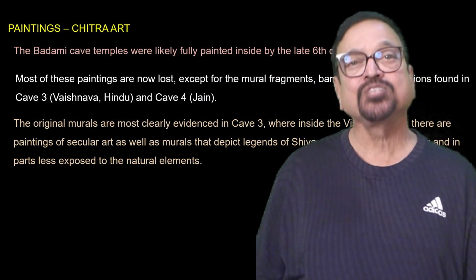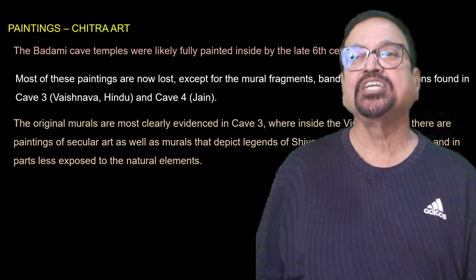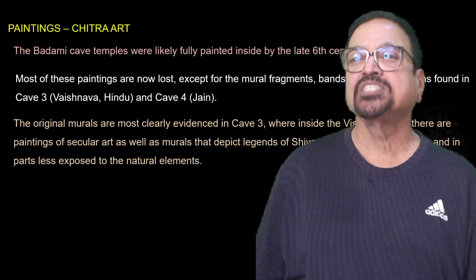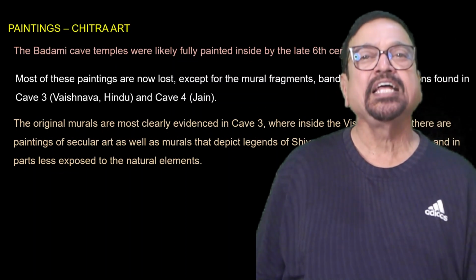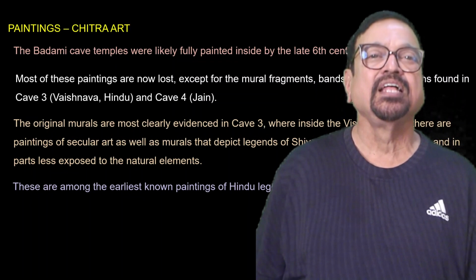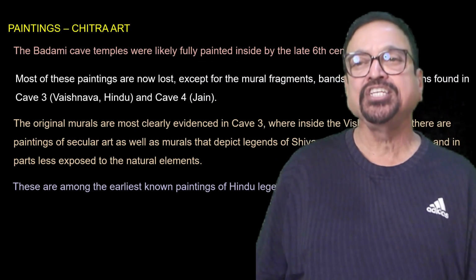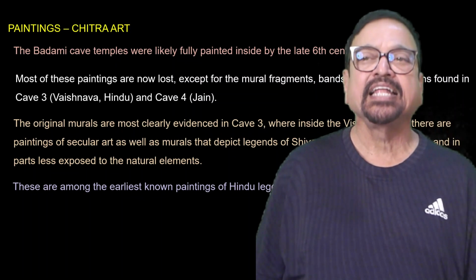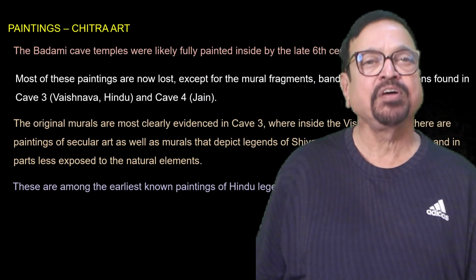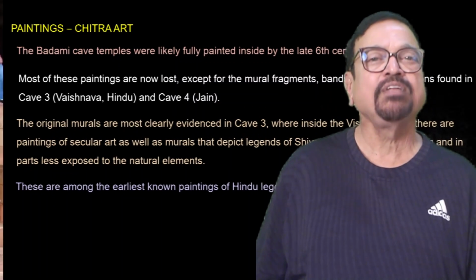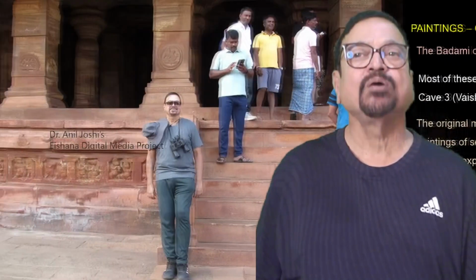There are paintings of secular art as well as murals that depict legends of Shiva and Parvati on the ceiling and in the parts less exposed to the natural elements. These are among the earliest known paintings of Hindu legends in India that can be seen right now. Also you can see paintings at Ellora and Ajanta, but they are of a later age. This was much earlier than that. So let's see how the cave looks.